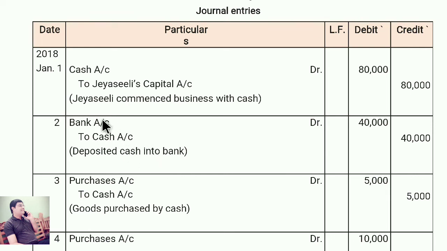Or you can simply say, what is a bank account as per the golden rules? Bank is a personal account. So debit the receiver. Who is the receiver? Bank is the receiver. Cash is what? Real account. Debit what comes in, credit what goes out. From your company, cash goes out. So it is credited. Understand?